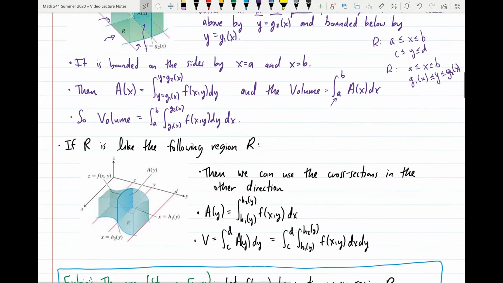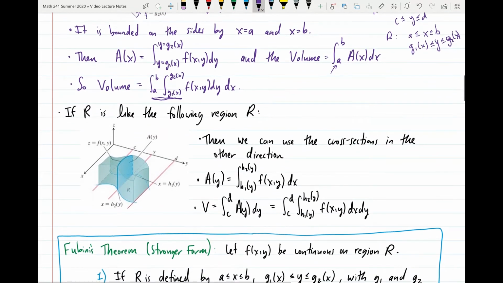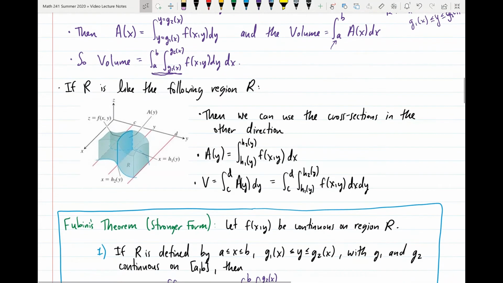So here we've expressed the volume, or the double integral, as an iterated integral where the inner integral is going to have limits of integration that are functions of the variable x, and we'll give some examples down below so that we can see exactly what that looks like.